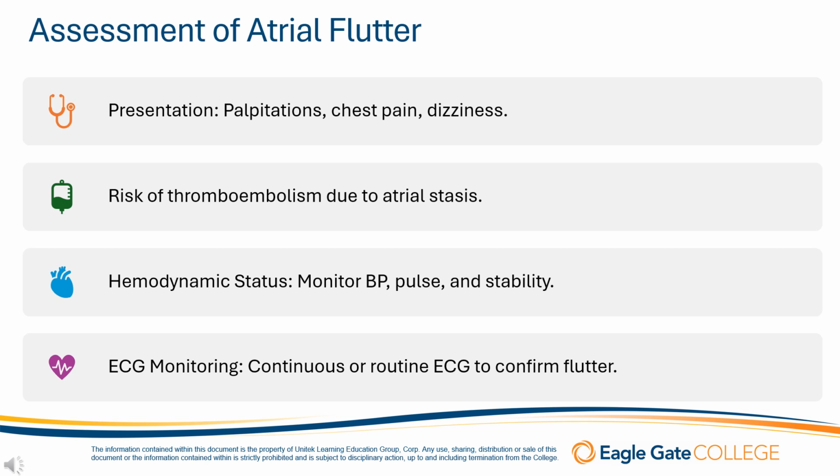Let's take a look at how we assess patients with atrial flutter. Patients with atrial flutter often present with palpitations, a sensation of the heart racing or pounding. This is due to the rapid atrial rate and the irregular ventricular response. Chest pain can also occur, especially if the rapid heart rate leads to increased oxygen demand and decreased supply to the heart muscle. Dizziness or lightheadedness is another common symptom, resulting from decreased cardiac output and reduced blood flow to the brain. Patients may describe a rapid, fluttering sensation in their chest, often perceived as irregular or racing.